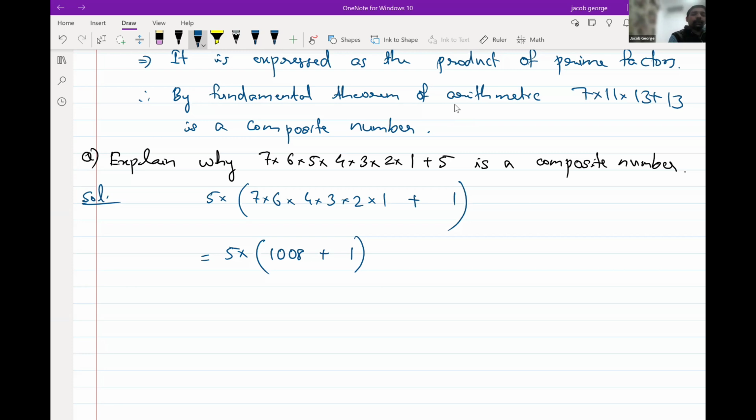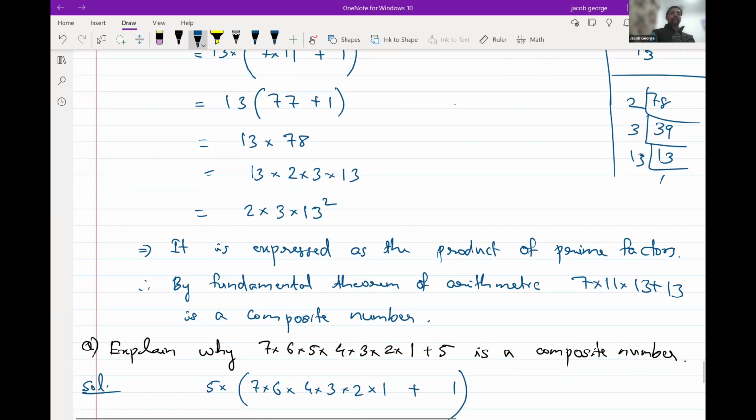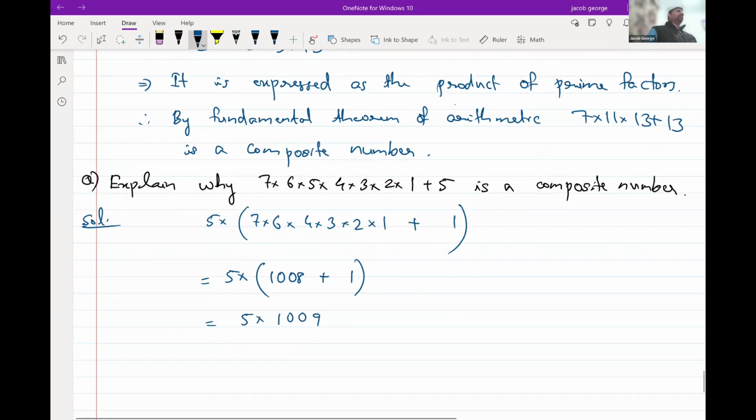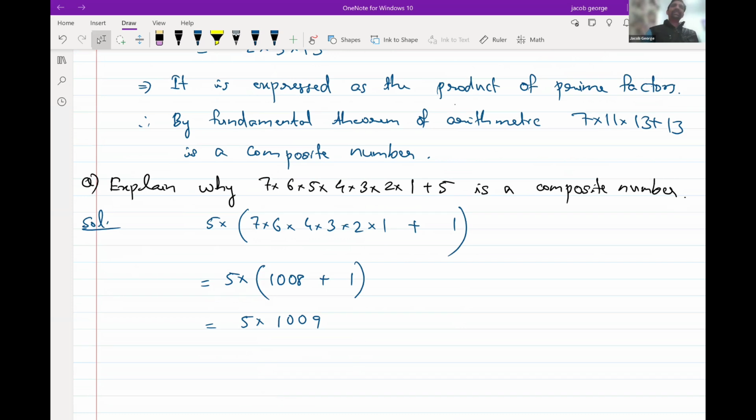Okay, so we get 5 into 1009. My question was at this point, can 1009 be factorized again? In the last question, I got 78, then I factorized. Why can't we factorize this again? This is a prime number. 1009 is a prime number.